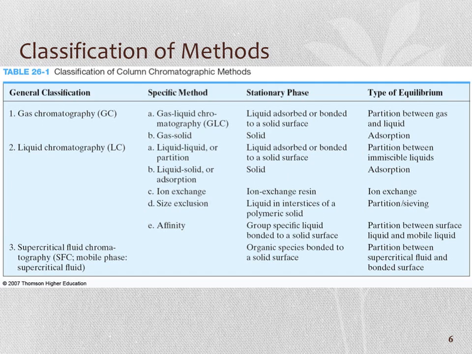So this is a more detailed classification of the methods where we have our gas chromatography, liquid and supercritical fluid, and then each of them has a specific method that goes with it. And it has to do with what the stationary phase is. In the case that you have a liquid adsorbed or bonded to a solid surface, then we call this gas-liquid chromatography if we're passing gases over it. So you can take a moment to pause the video and look at this table in more detail to figure out what the different types of chromatography are.